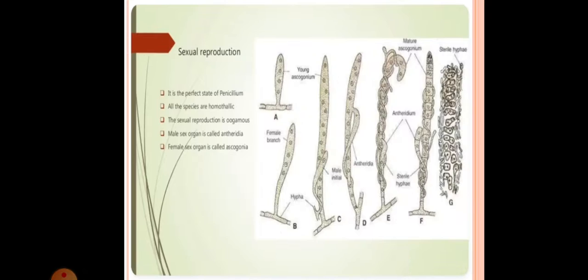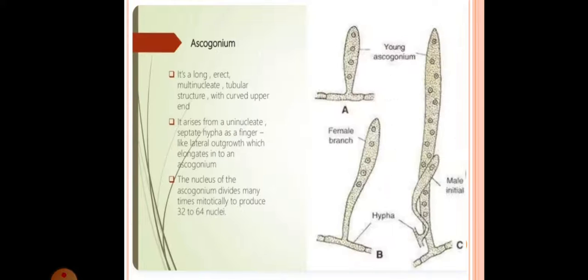Then next we'll see the sexual reproduction. It is the perfect state of Penicillium. All the species are homothallic. The sexual reproduction is oogamous. Oogamous means both the gametes are different in their function and different in their structure. The male sex organ is called the antheridium. The female sex organ is called the ascogonium.